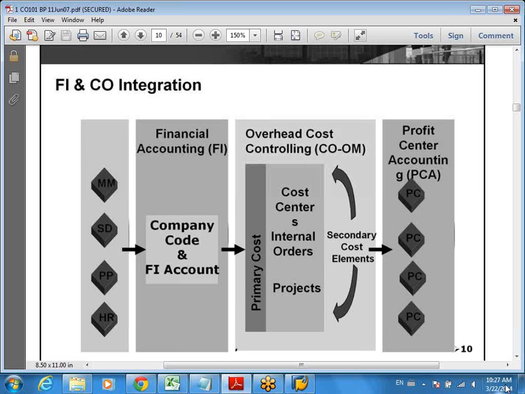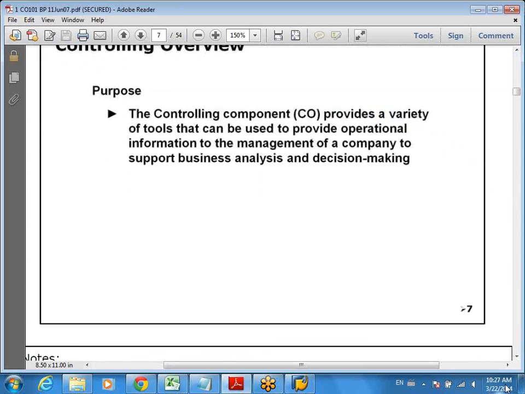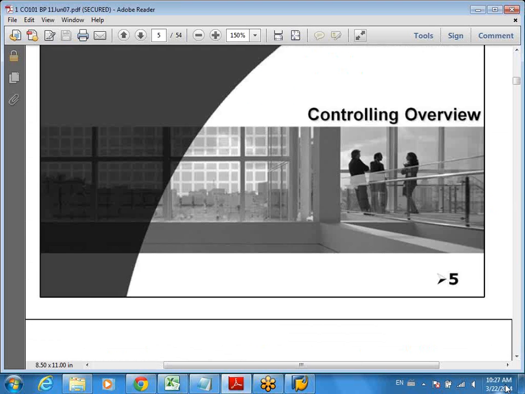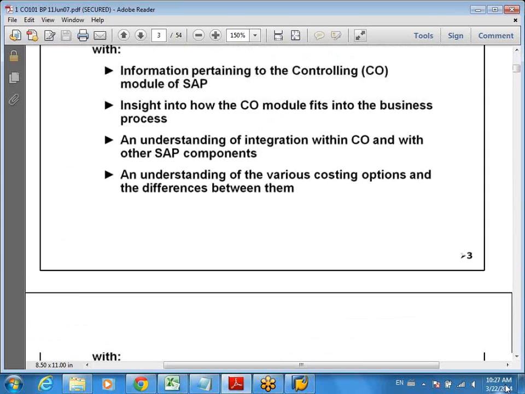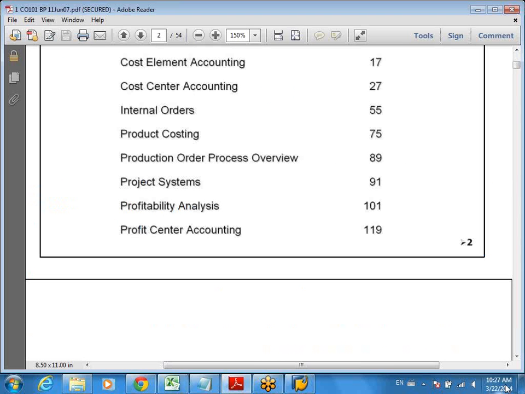three. Got this picture? And within the CO, there are so many different components, which I think is covered at the very top of the section here. So within the CO, you have cost center accounting, cost element accounting, internal orders, product costing, production order process, project systems, profitability analysis, and profit center accounting. So you have all these things within CO.